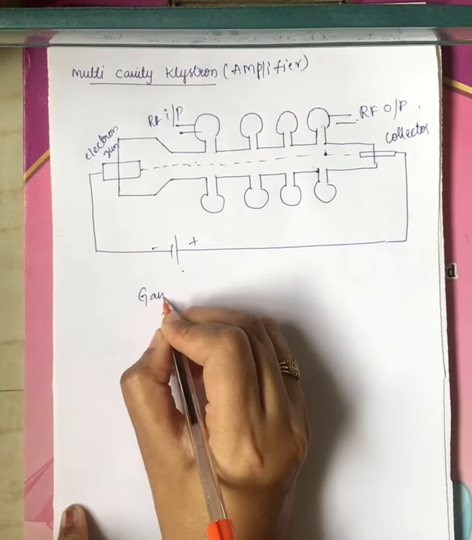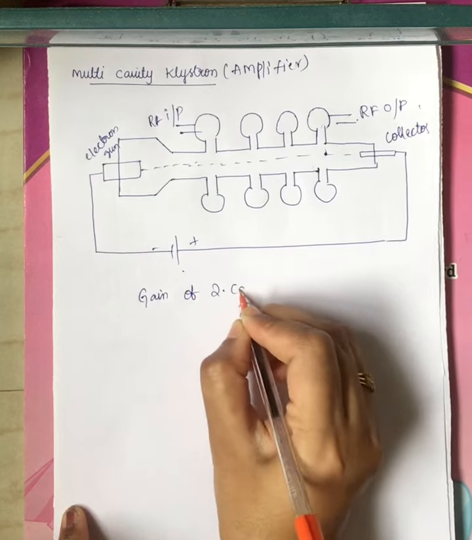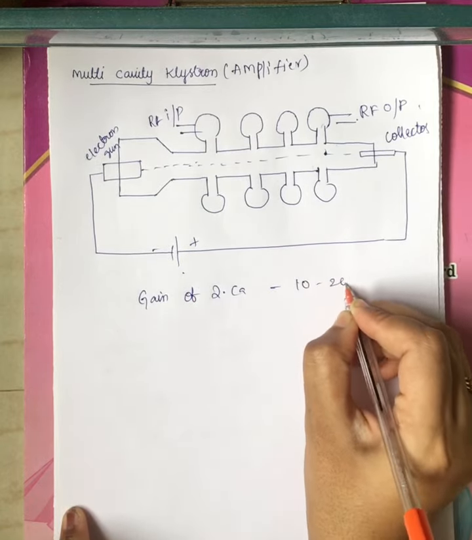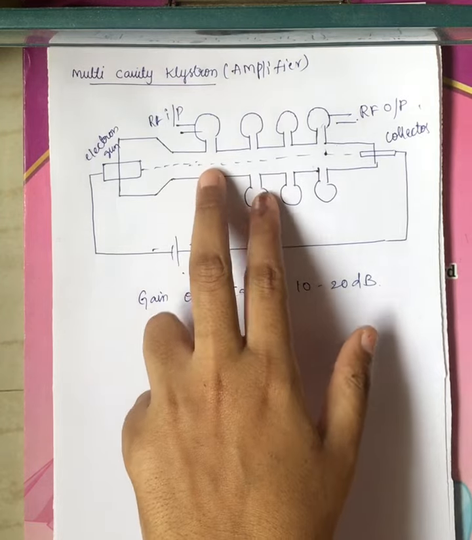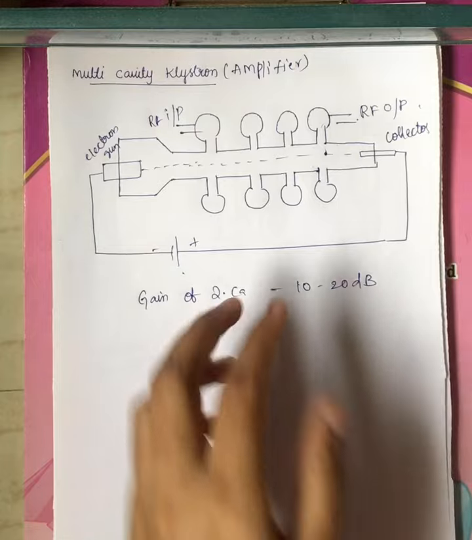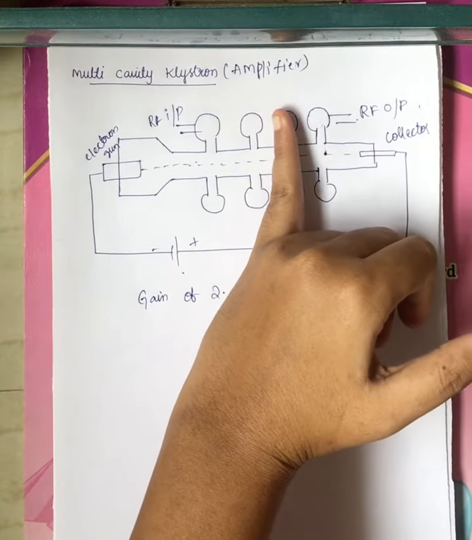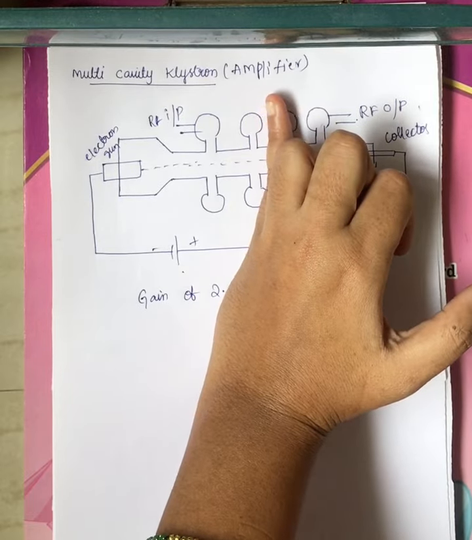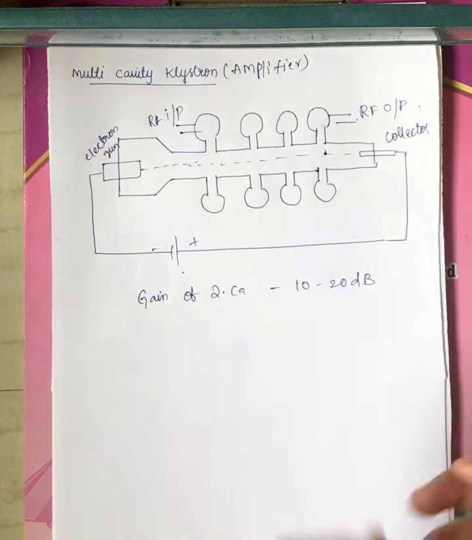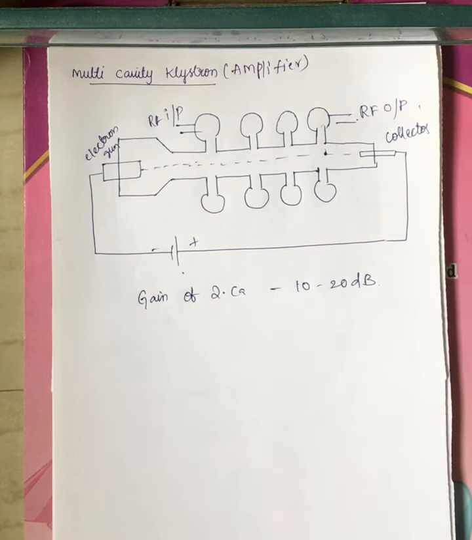See, the gain of your two cavity is 10 to 20 dB only. If you want to increase its gain, these two cavities are to be connected in cascade, right? If you see here, till here is a two cavity klystron, and here is one more two cavity klystron. We have to connect two cavity klystrons in cascade in order to increase the gain.